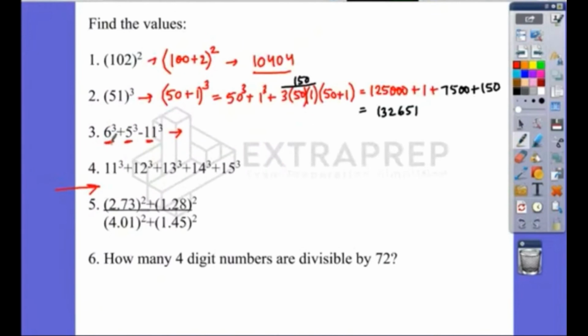Now, what's the value of A? A is 6. What's the value of B? B is 5. What's the value of C? C is minus 11. See, the questions are prepared in such a way that there will be a logic to it. So what is the value of A plus B plus C? 0, right? 6 plus 5 minus 11 is 0.